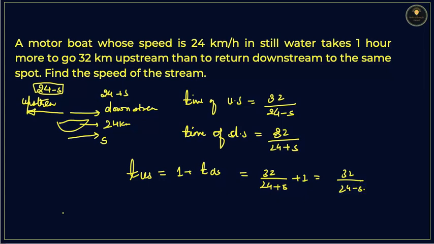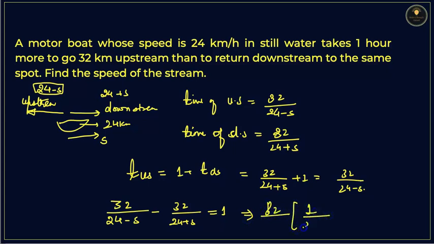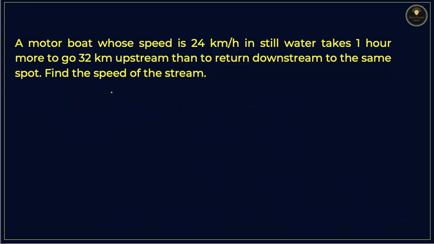And now we will write everything on the same side. You will write 32 upon 24 minus s, and here you will write 32 upon 24 plus s, which is equal to 1. So if I take 1 by 32 common, here you will write 1 by 24 minus s, and here 1 by 24 plus s, which is equal to 1. So everything you can write as 1 by 24 minus s minus 1 by 24 plus s, which is equal to 1 by 32.